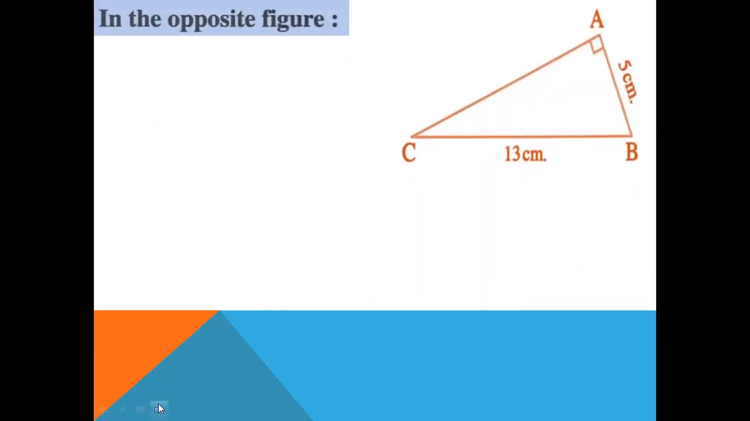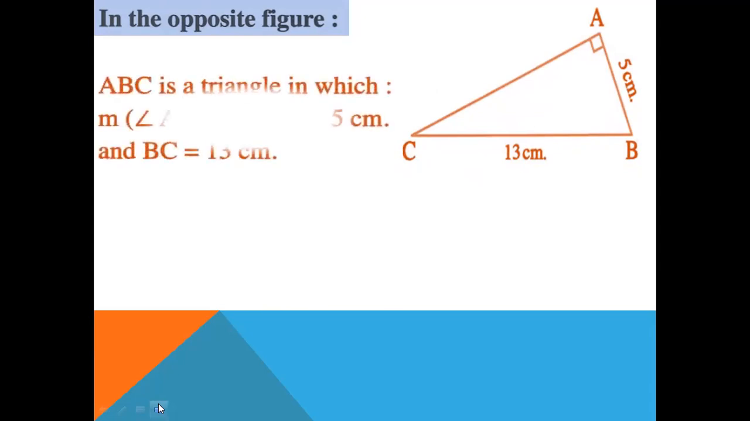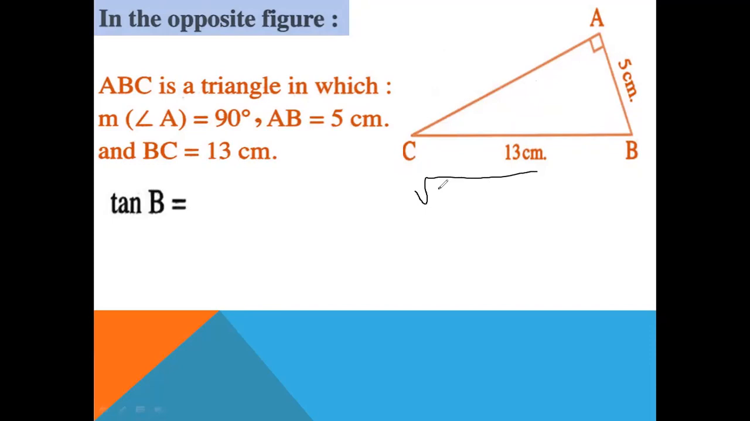In the opposite figure, now we have a right angle triangle and AC is the unknown side. Who can tell me AC equals what? Yes, Pythagoras theorem. We can find AC by Pythagoras theorem: 13 power 2 minus 5 power 2. Then the answer equals 12. Again, if we have a right angle triangle and we need to find the third side, we use Pythagoras theorem. Then the length of AC equals 12 centimeters.